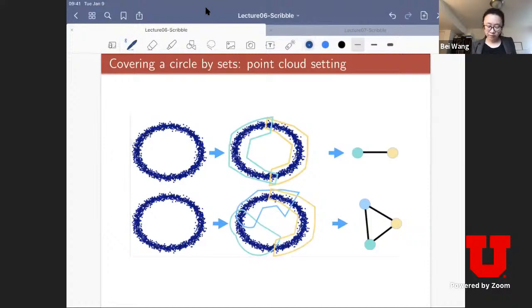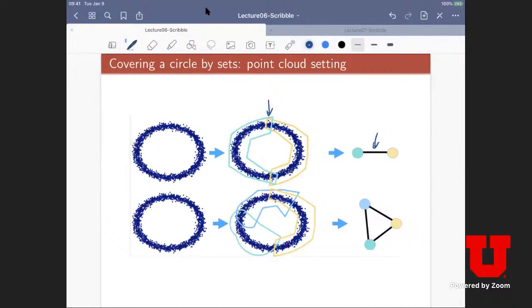Can I ask one question? Yes, go ahead. Yeah. So for the first graph, there actually are two intersections between the green and the yellow object. And there is only one edge between them. So there should be two edges, I think, between those two elements. And it's not homotopic to this kind of one edge connection.